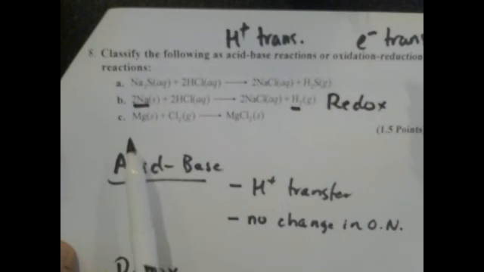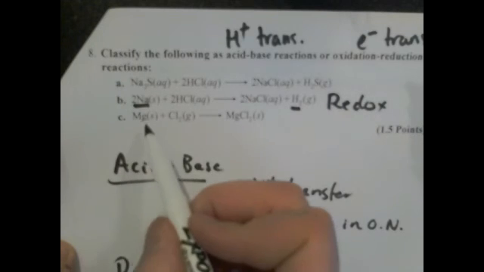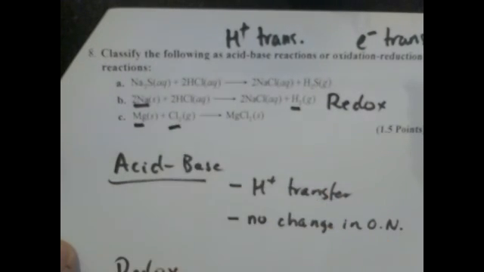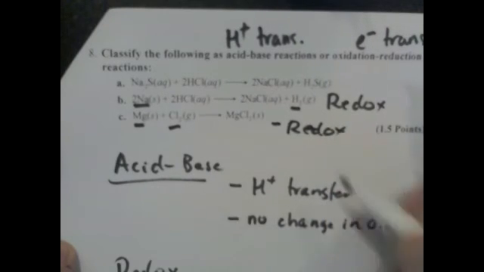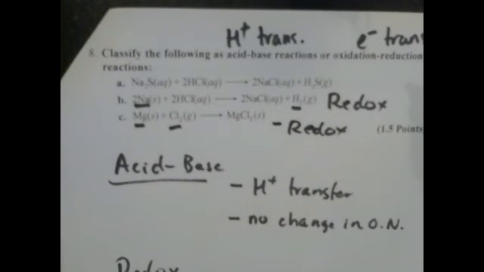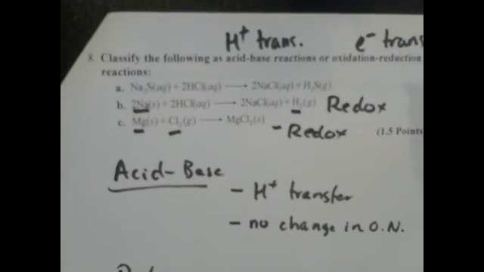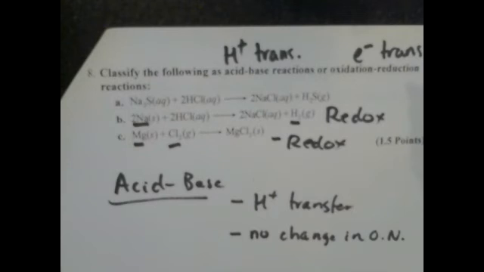Now, the one at the bottom here also involves 2 elements, magnesium and chlorine, so that automatically becomes redox. Now, the more difficult way of doing this would be to assign oxidation numbers to everything and see if anything changed, and I guarantee you it does. Now, A is a little more difficult because it doesn't have any elements in it.